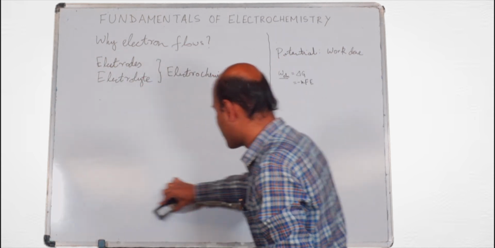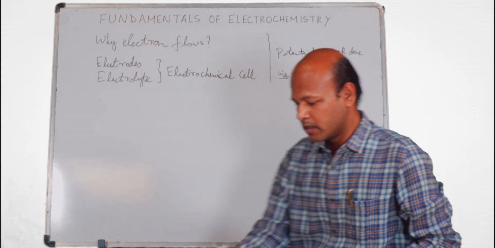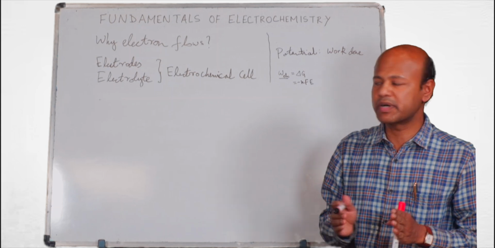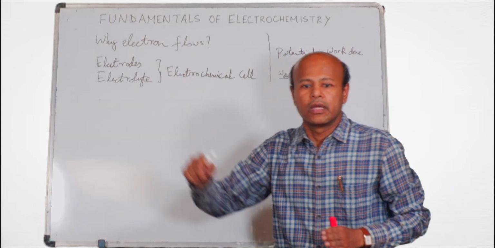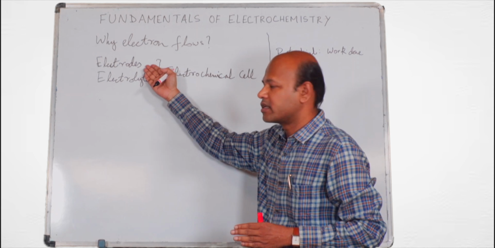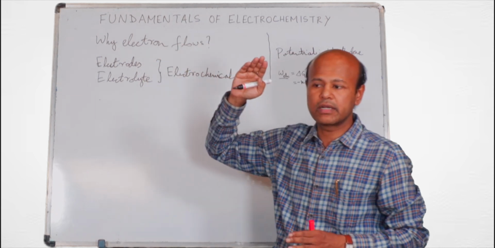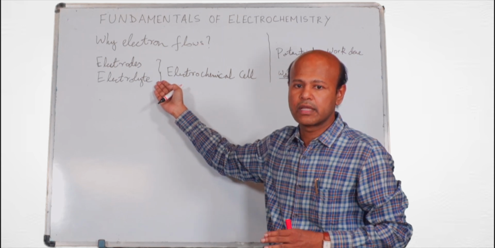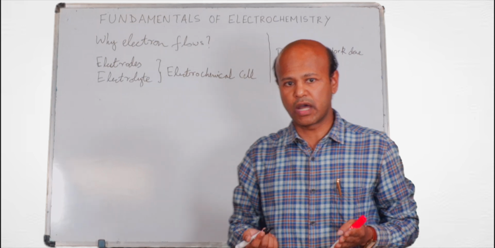So how to define an electrochemical cell? First you have to define it. As we have seen, the basic components of an electrochemical cell are electrodes and electrolyte. We understood the definition of electrodes: electrodes are electronic conductors, and electrolytes are ionic conductors. Now when you combine them, we form the electrochemical cell. So how to combine them?